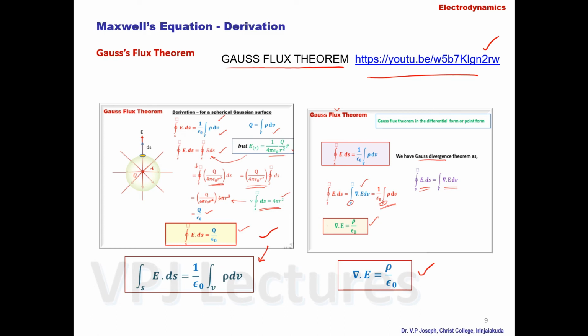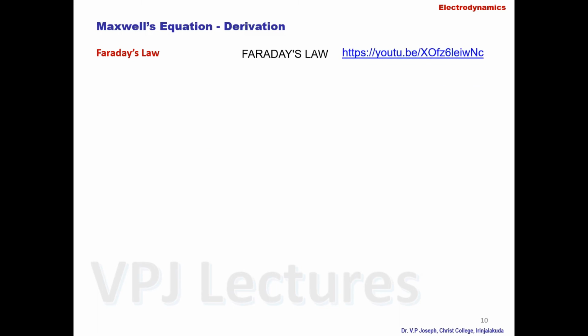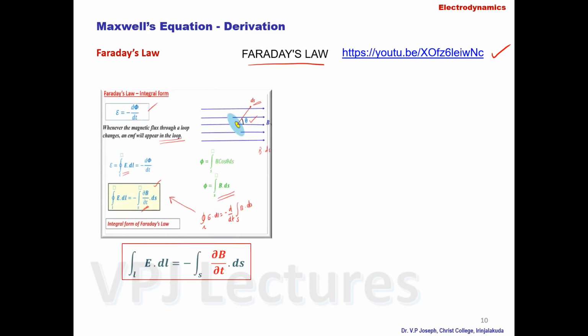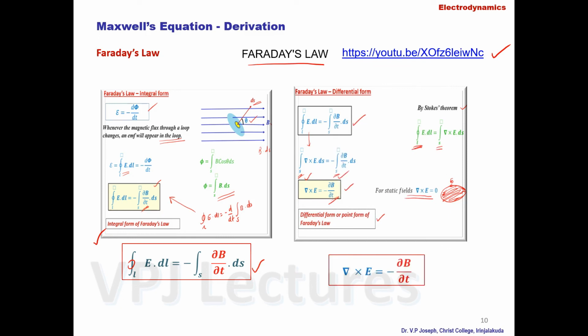Coming to the next one, that is Faraday's law. That also is already discussed under the title Faraday's law with this particular link, and the picture of the corresponding slide is shown. There we got the integral form as line integral E dot dl is equal to minus surface integral dou B by dou t dot ds, and the differential form is obtained as del cross E is equal to minus dou B by dou t.